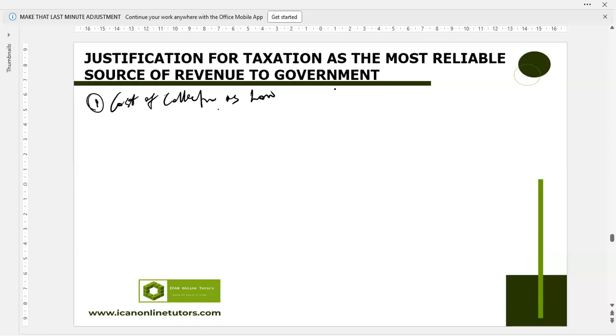So for instance, now we have oil revenue. For oil now, Nigeria no longer has its own refinery to operate, as at present.